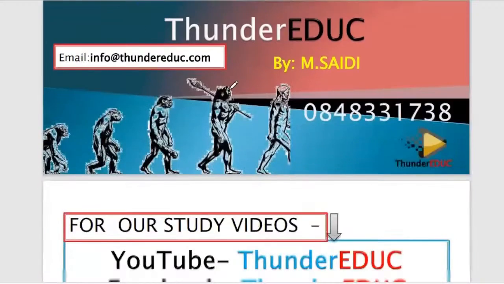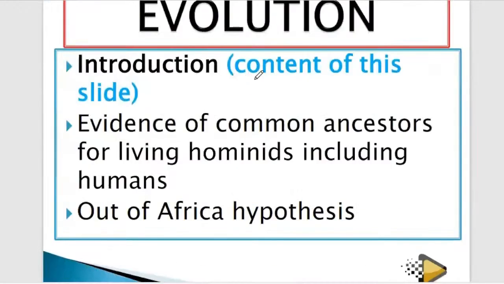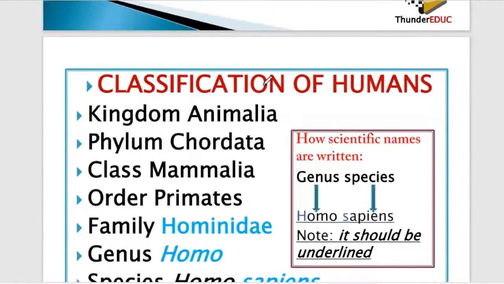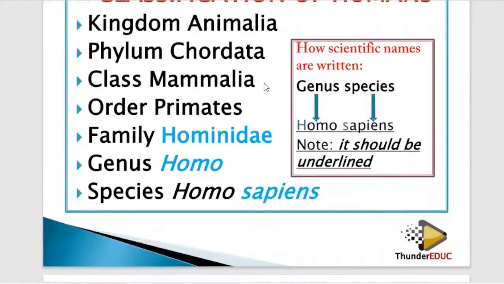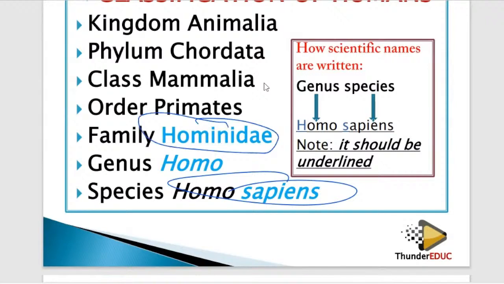In human evolution, what you need to talk about is the family to which humans belong. This one is cool. The family to which humans belong. Did I say family, not species? Family, Hominidae. And then the species is Homo sapiens.